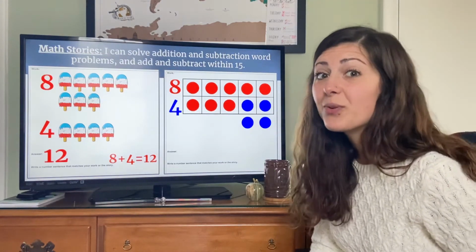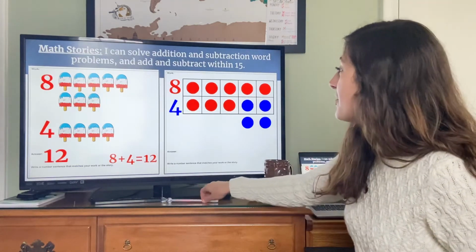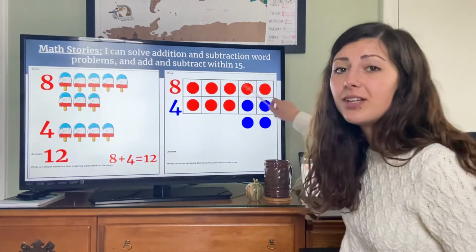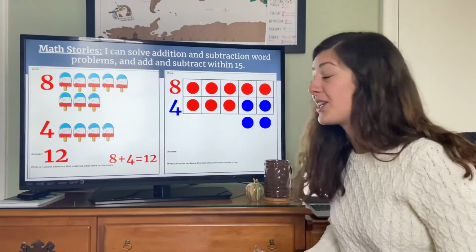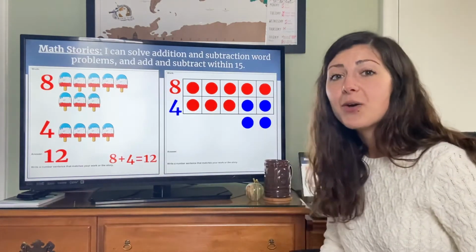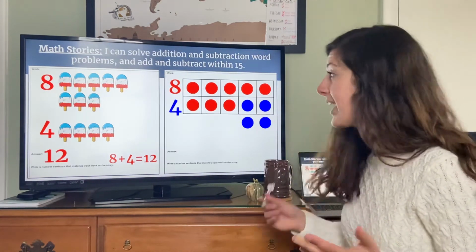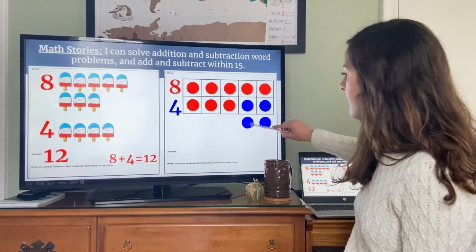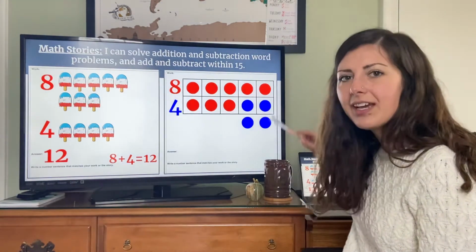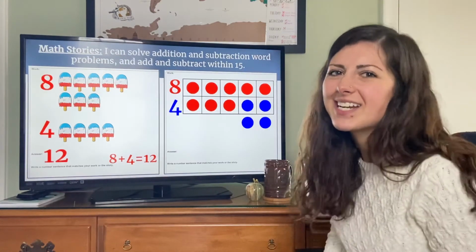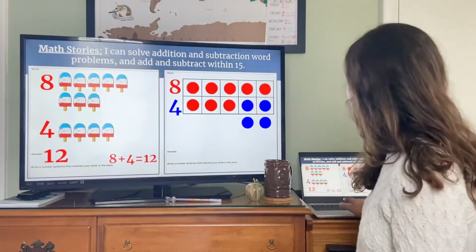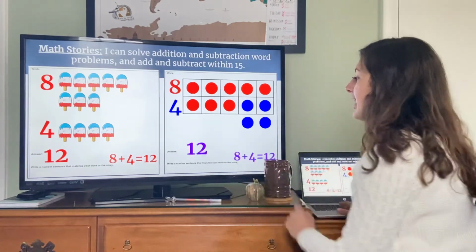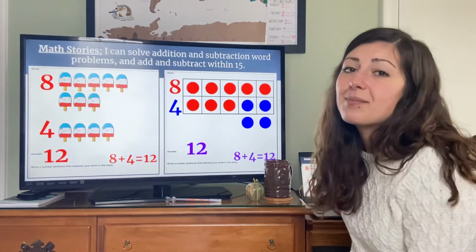What's kind of a cool trick though, we know when a 10 frame is full, we don't even have to count it. If it's full, we already know 10. So what I can do is I can say, okay, 10, 11, 12. I only had to count 3 things there. And still, I get my answer as 12. And my number sentence, of course, is going to be the same as well.